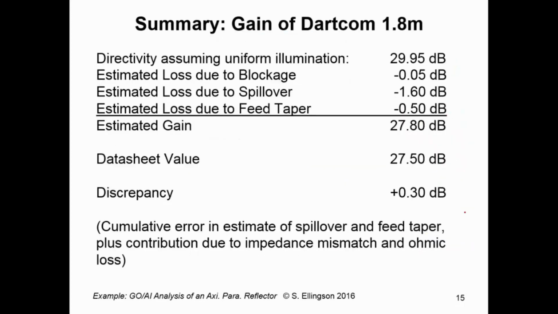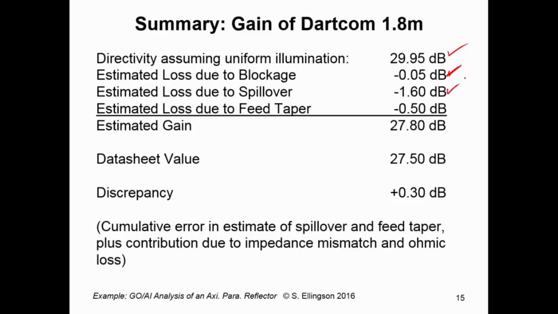So now we can put this all together. If we take the directivity assuming a uniform illumination from straightforward aperture integration, we get 29.95 dB. If we account for the loss due to blockage, we came up with a value of minus 0.05 dB, and we did that two ways, from a straightforward area calculation and then again from the actual electromagnetic calculation. So this appears to be a pretty solid number.